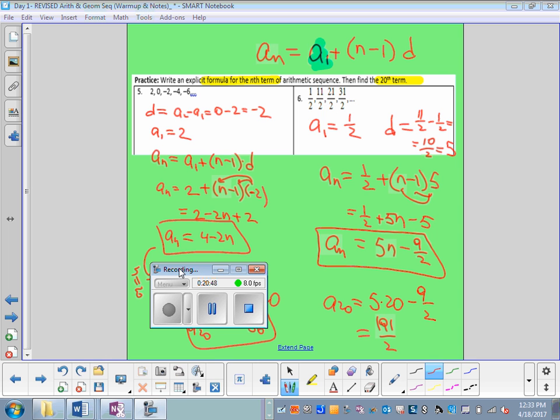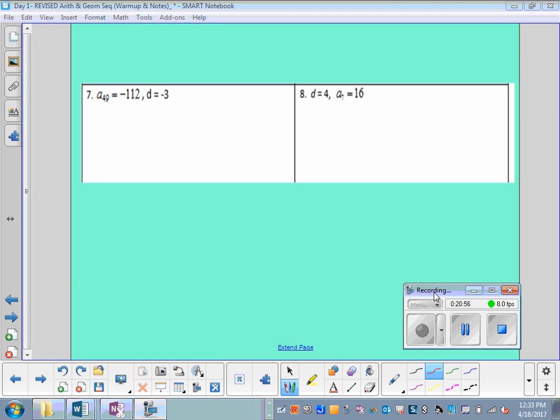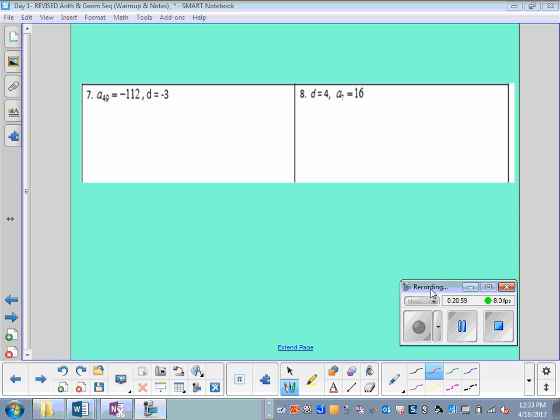Questions? Moving on. Okay, so the next two, same idea, just a little bit different information to start with. Pay attention, this is a little bit different. Same question, right? I need to find an and I need to find a20. So an, what I know is that the generic formula looks like this, right? So what I need to find out is a1 and d.